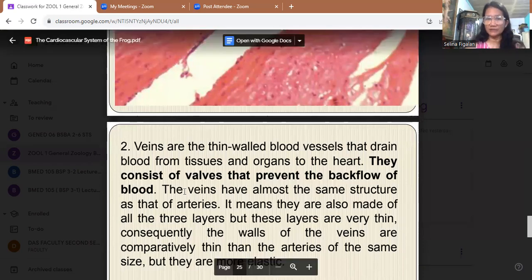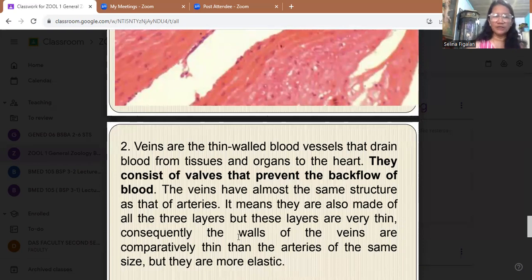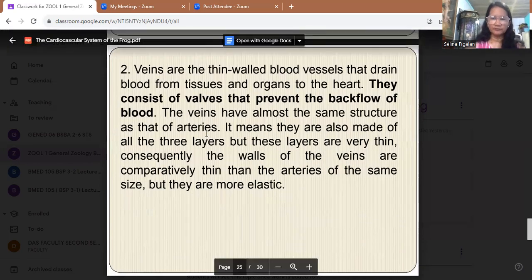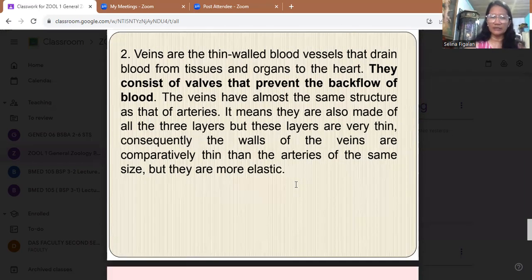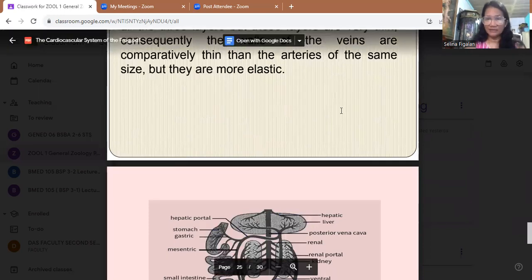Makukuha niyo yan sa inyong human anatomy and physiology, which is your veins are almost the same structure as your arteries. It says here that the veins have almost the same structure as your arteries. It means they are also made of all these 3 layers. Okay, very thin. Consequently, the walls of the veins are comparably thinner than the arteries. Mas manipis daw ang veins compared to your arteries, but they are more elastic.